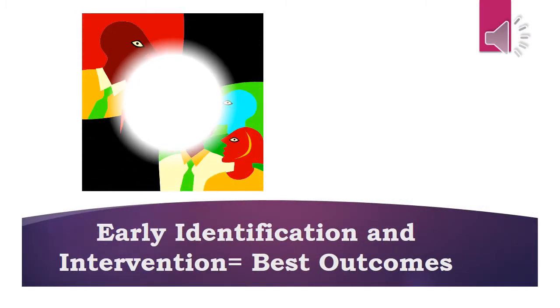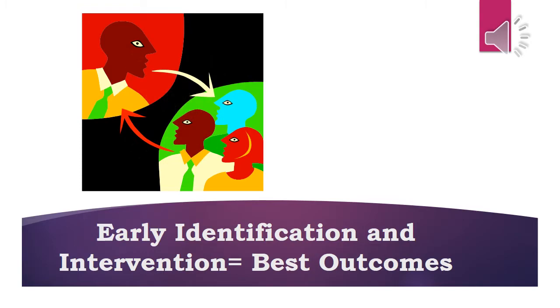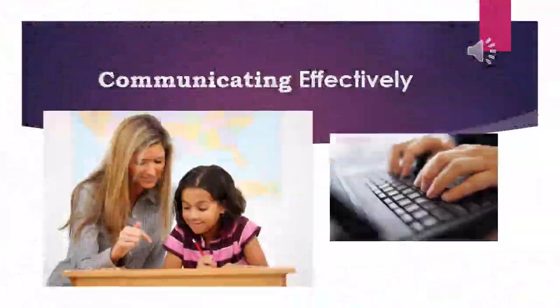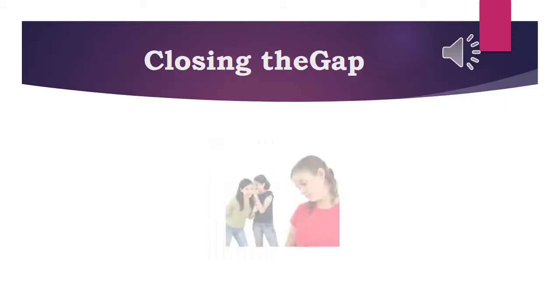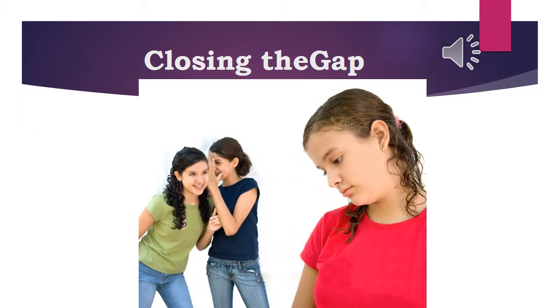Early identification and intervention is the best way to treat speech impairments. With therapy and sometimes the use of assistive technology, students are able to communicate effectively with their peers and teachers, thus closing the achievement gap between students with speech impairments and their typically developing peers.